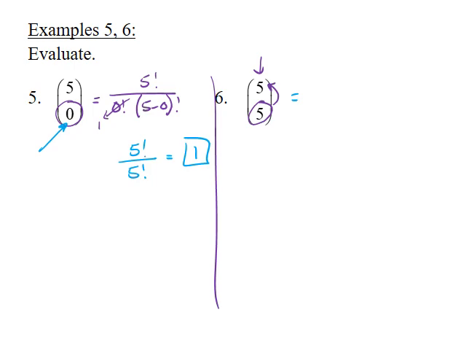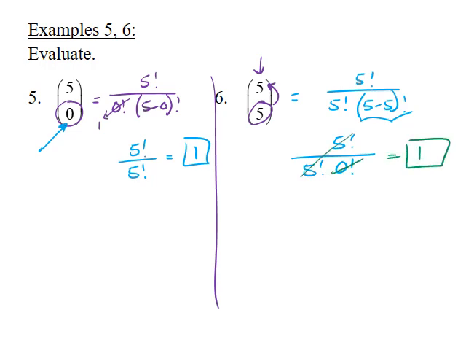Similarly, over here, if I plug this into my formula, I'll have 5 factorial over 5 factorial times 5 minus 5 factorial. Well, a couple things can happen here, but this results in 0. So 5 factorial over 5 factorial times 0 factorial. This is 1. This cancels, leaving us with 1 once again. So anytime these are the same, the result will be 1.